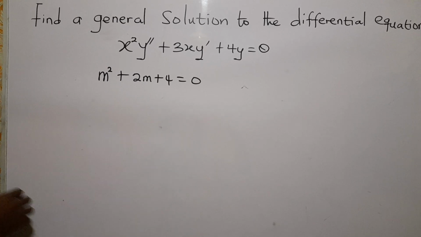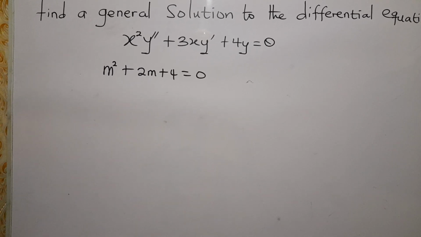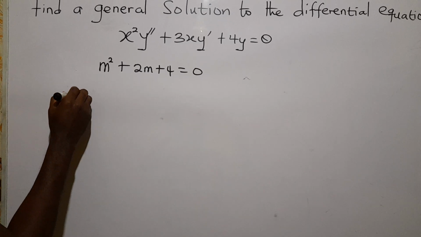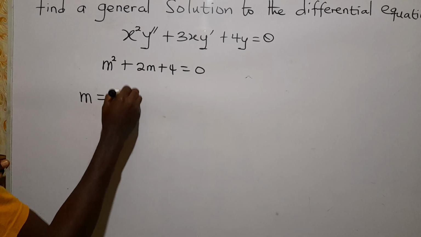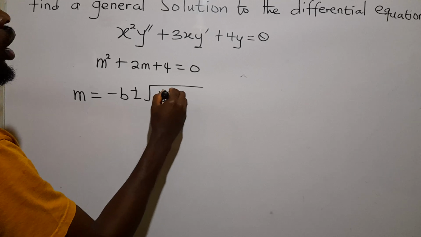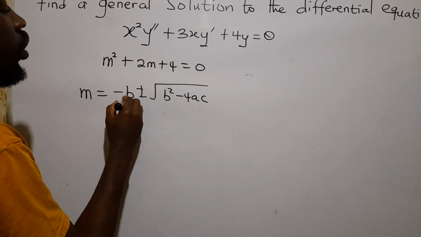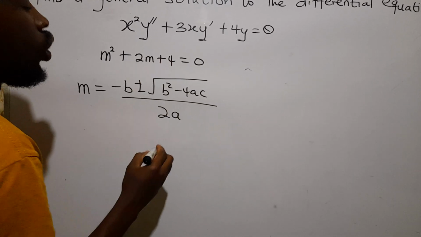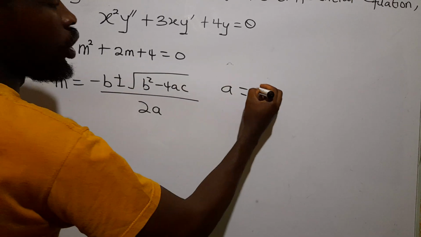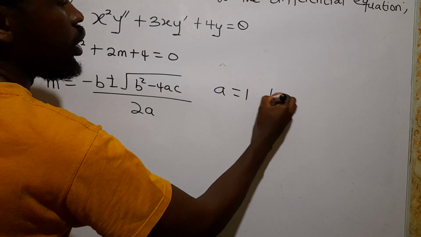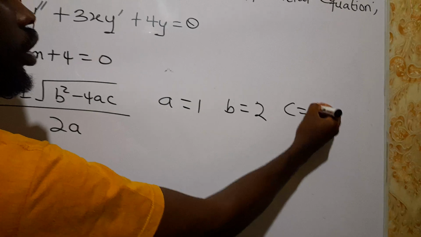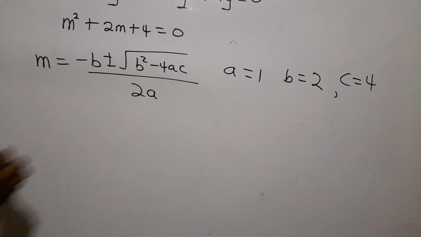There are no such factors. So we either solve this quadratic equation by completing the square or by the quadratic formula. I want to use the quadratic formula. So m is equal to negative b plus or minus the square root of b squared minus 4ac all over 2a, where a is the coefficient of m squared, which is 1, b is the coefficient of the linear term, which is 2, and c is the constant, which is 4. So I'll just substitute into it.